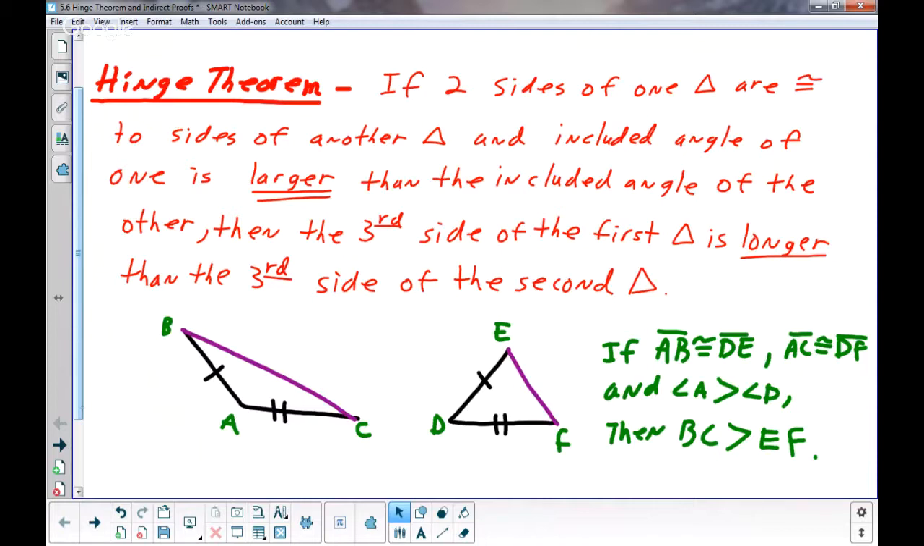Makes very much sense if you think about it in the one triangle. The bigger the side, the bigger the angle, the bigger the angle, the bigger the side. Same thing, except now we're dealing in two triangles.